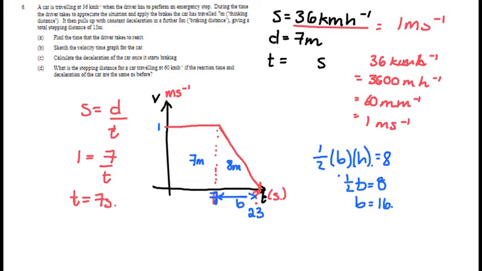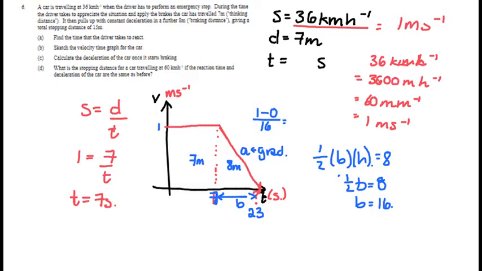Calculating the deceleration of the car once it starts braking. Well, that's the change in speed over time. So it's actually the gradient of this line. Well, now I've worked out a little bit more information, that's all right. That's a change in y. So we go from 10 meters per second to none of them over 1.6 seconds.